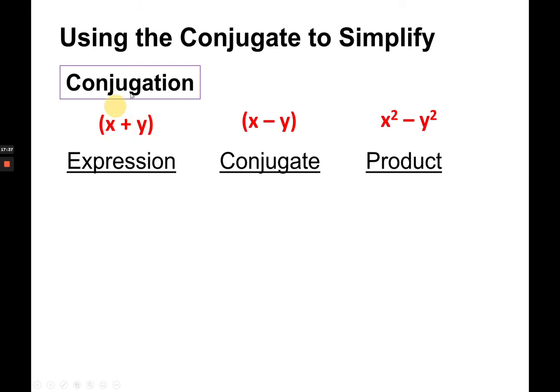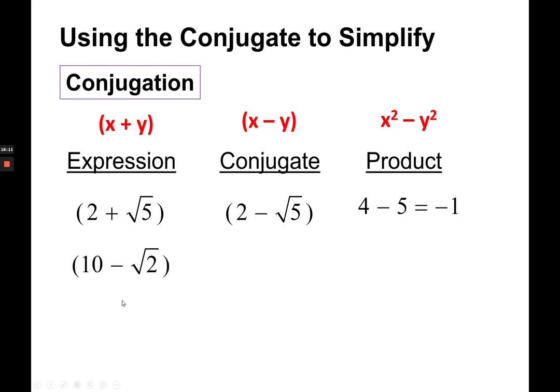On FOIL, only the first and the last results remain. The outside and the inside cancel out. That's why there's first and last. As an example, if you have 2 plus the square root of 5, when you conjugate, you just change the sign. When you multiply, you have 2 times 2, 4. Square root of 5 times negative square root of 5 is going to be negative 5. So you have 4 minus 5, and 4 minus 5 is negative 1.